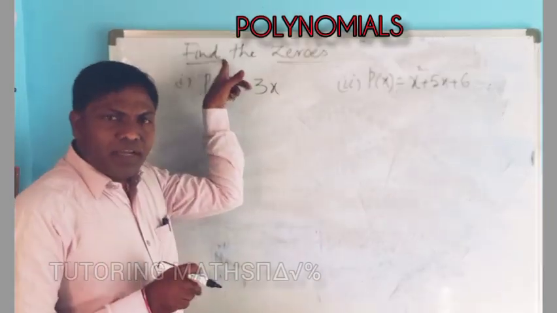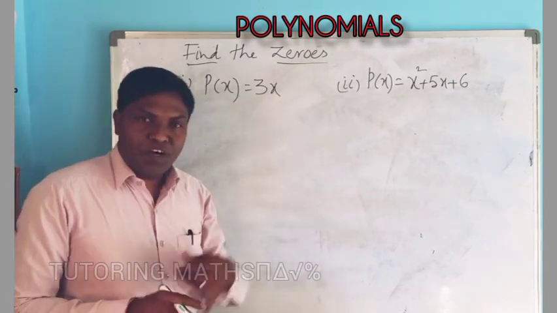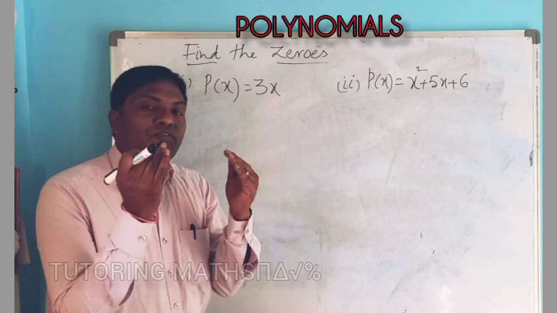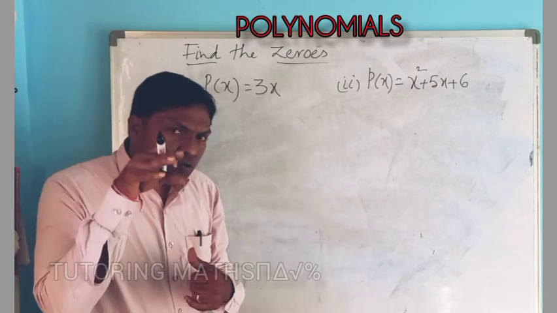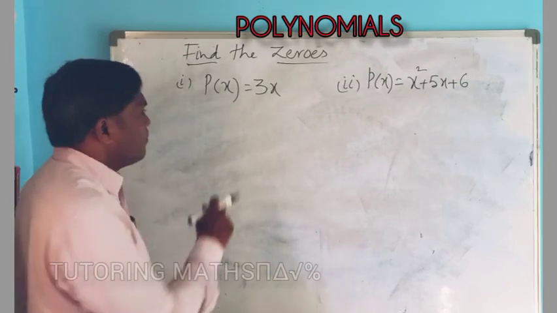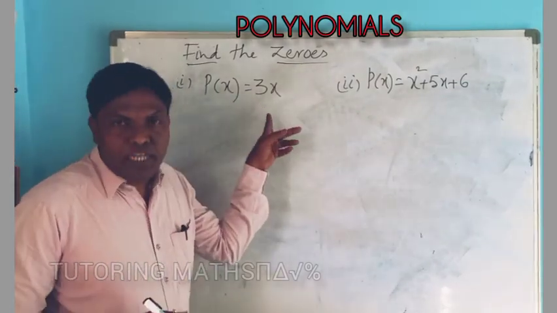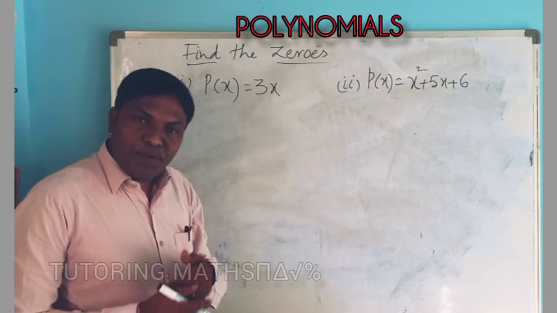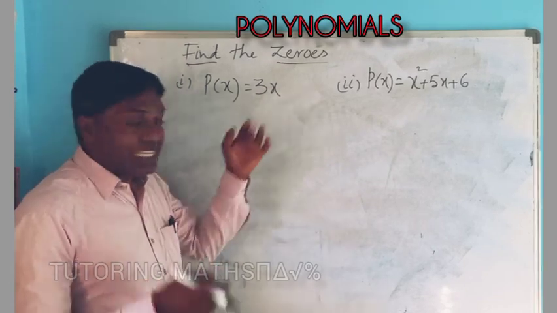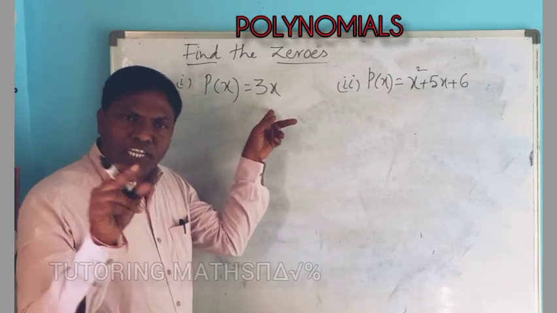What is the second bit? We have to find the zeros of the given polynomial. In this bit, they have given some polynomials. Now we have to find the zeros of those polynomials. Let's see the first question. P of x is equal to 3x. This is a polynomial and it is a first degree polynomial, which means it is a linear polynomial. Now, how many zeros does this polynomial have?